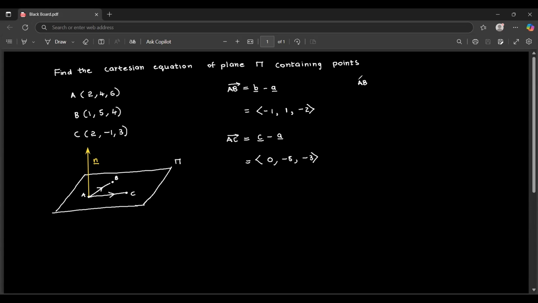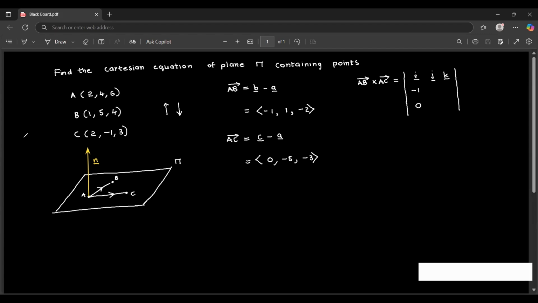So AB cross AC can be written down as i, j, and k. For i, we have -1 and 0. The order here doesn't matter because we are just finding the normal vector. The direction of the normal vector can be either in this direction or in this direction. As long as we find the normal vector, that's enough, but it's okay to write it as AB cross AC. Then we have 1 and -5, and then we have -2 and -3.